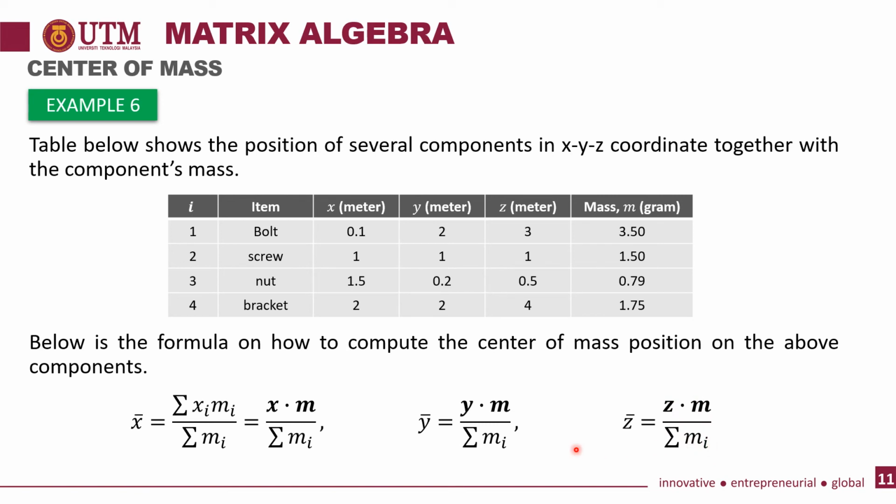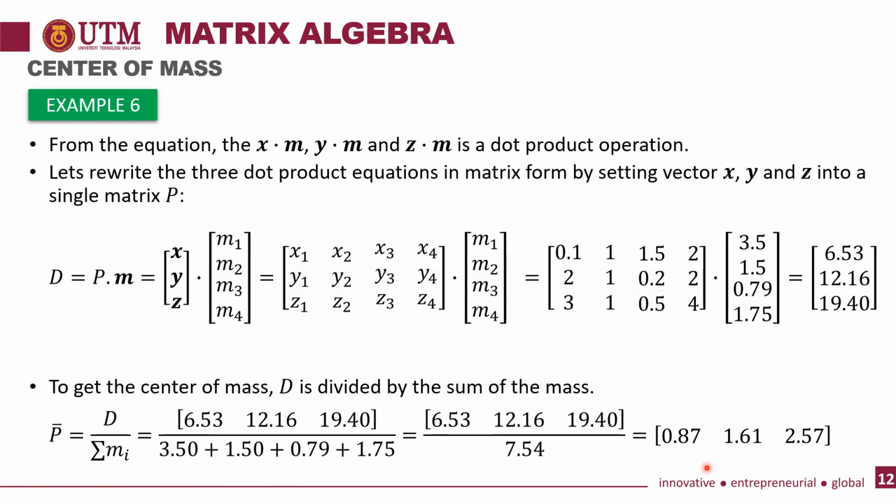All right, so let's do this example in MATLAB. Before that, we start with the answer first, and then we verify it by using MATLAB. From the equations, x dot m, y dot m, and z dot m are dot product operations. So let's rewrite the three dot product equations in matrix form by setting vectors x, y, and z into a single matrix P. This is x, this is y, this is z. We arrange them together and put it in matrix P dot m.